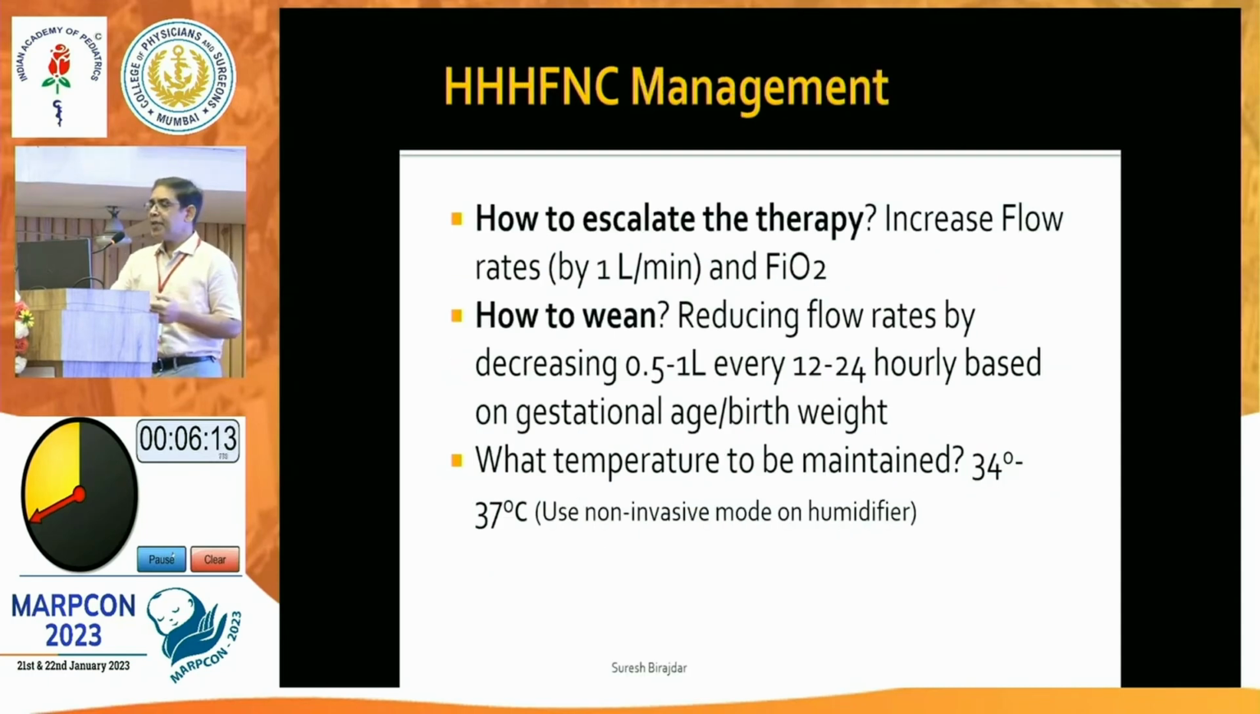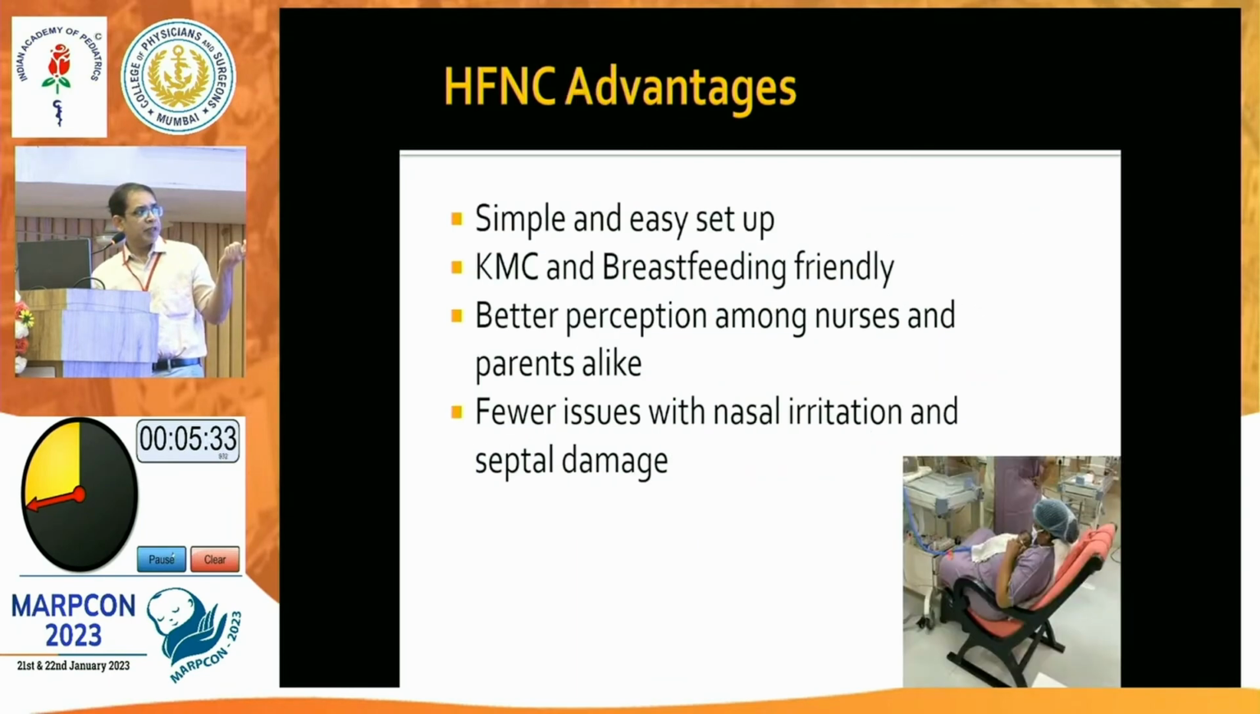So how do we manage a baby who's on high flow nasal cannula? If the baby is having lower SpO2, we have the option, preferably, to increase the flow rate, say by 1 liter per minute or so, followed by increasing FiO2. And how to wean? We can reduce the flow rate by 0.5 to 1 liter every 12 to 24 hours based on gestational age or birth weight. So if the baby is extreme preterm, we would go slower, say 0.5 liters every 24 hours or so. And the temperature, as I said, has to be maintained between 34 to 37 degrees. So in the conventional humidifier, you can use the non-invasive mode for that.